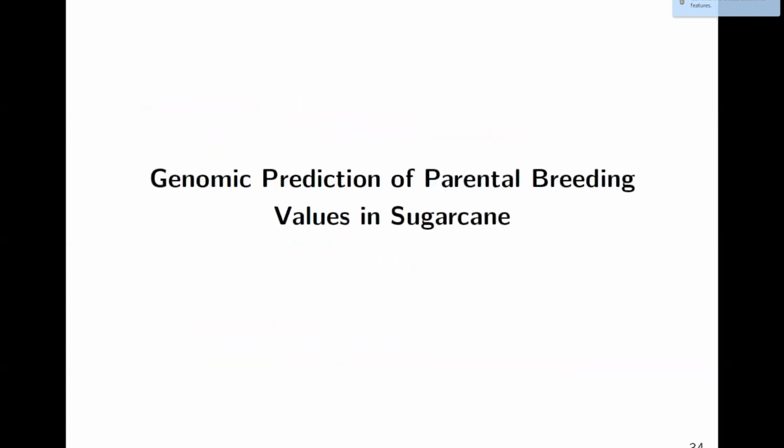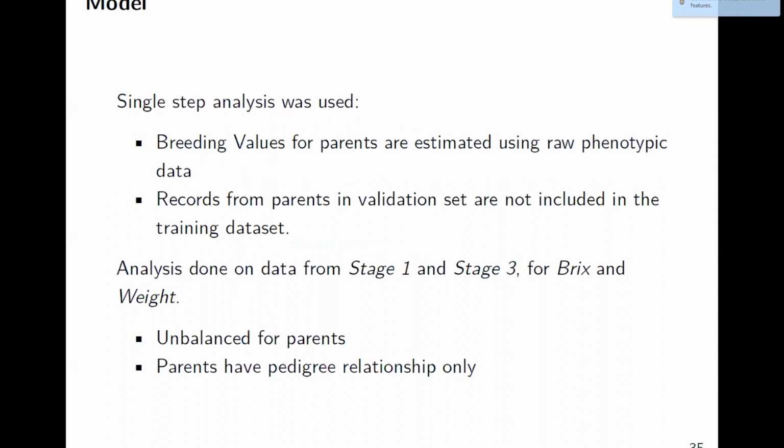Okay, move on to another topic, which is focused on predicting parental breeding values. So basically, I'm using the same data set as before, but instead of predicting the clone performance as I did, I'll look at the parents that derived those clones in the breeding program. And I'll estimate breeding values for them and also do prediction.